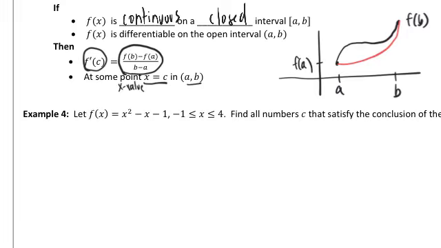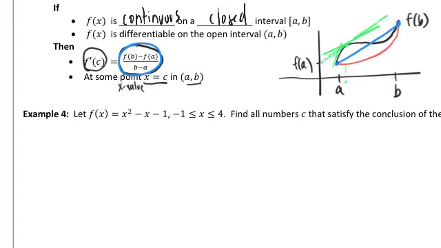In that case, there must be at least one place along the way where the tangent line slope is equal to the secant line slope. The secant line here is the blue line between a and b, and the slope of that is f of b minus f of a over b minus a. We're saying there must be some place where the slope of the tangent line is equal to the slope of the secant line. The slope of the tangent line is the derivative. It's changing all the time. We're saying there's at least one place, and that's right here, it looks like.